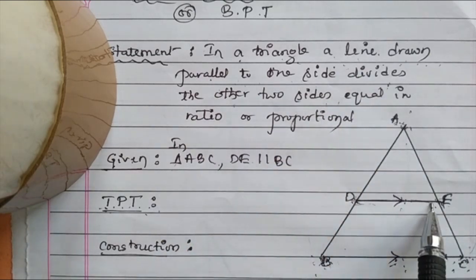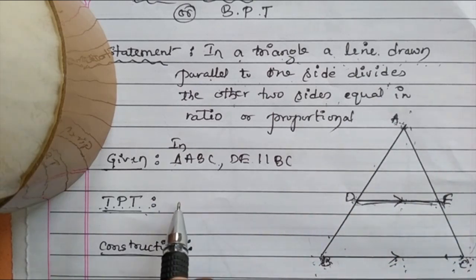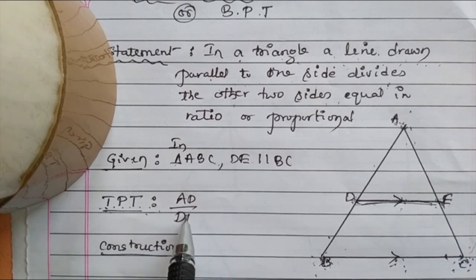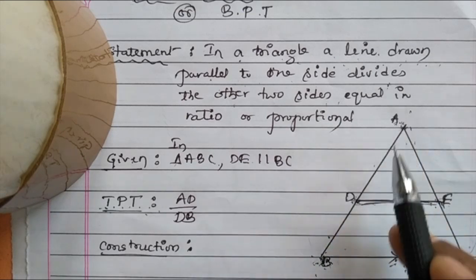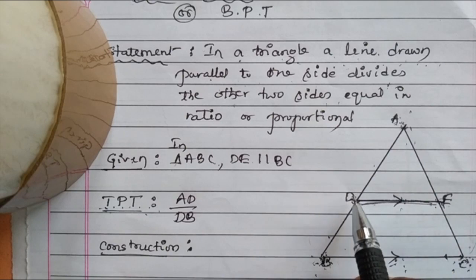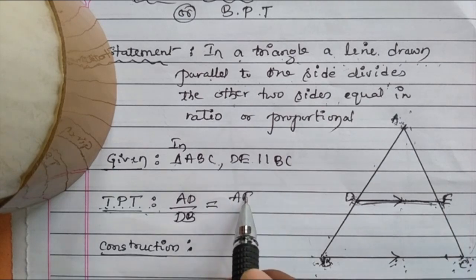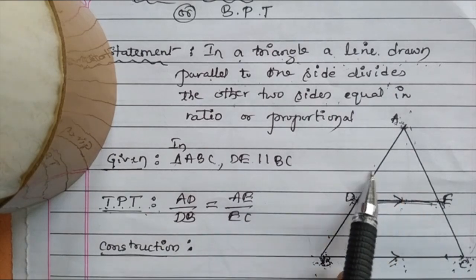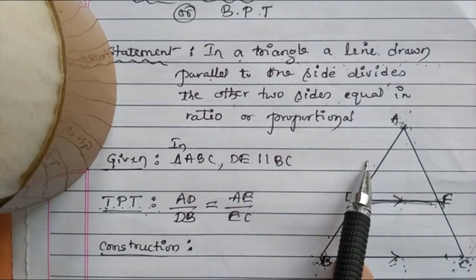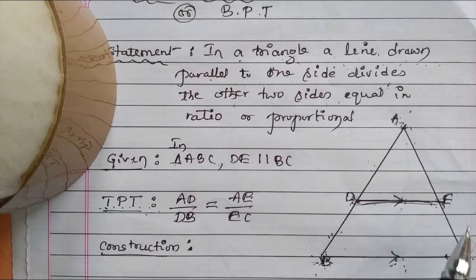So this DE line divides AB and AC into two segments, that is AD by DB. Ratio means division, no? So AD by DB. The AB line is divided into AD and DB segments. So the AD and DB ratio will be equal to the AE and EC ratio. So this is what we have to prove: AD by DB is equal to AE by EC.